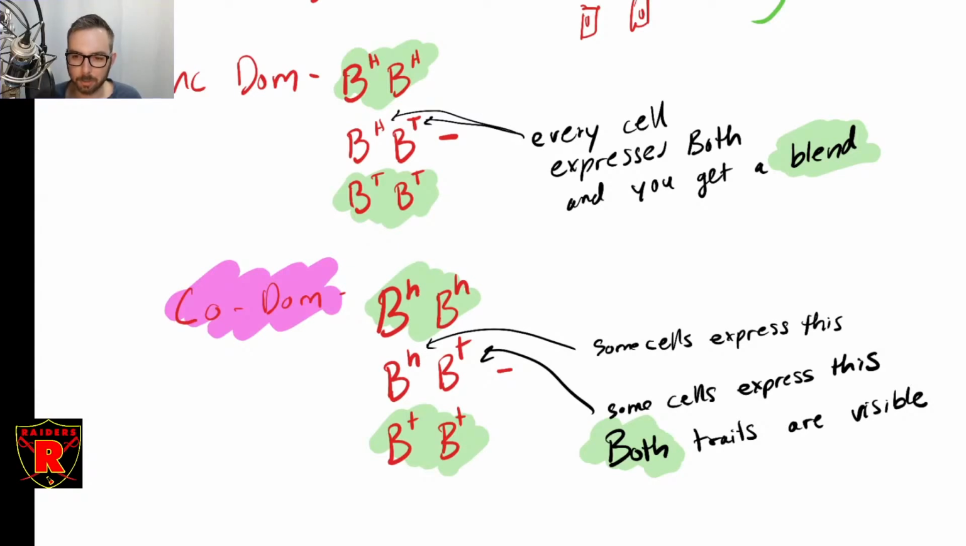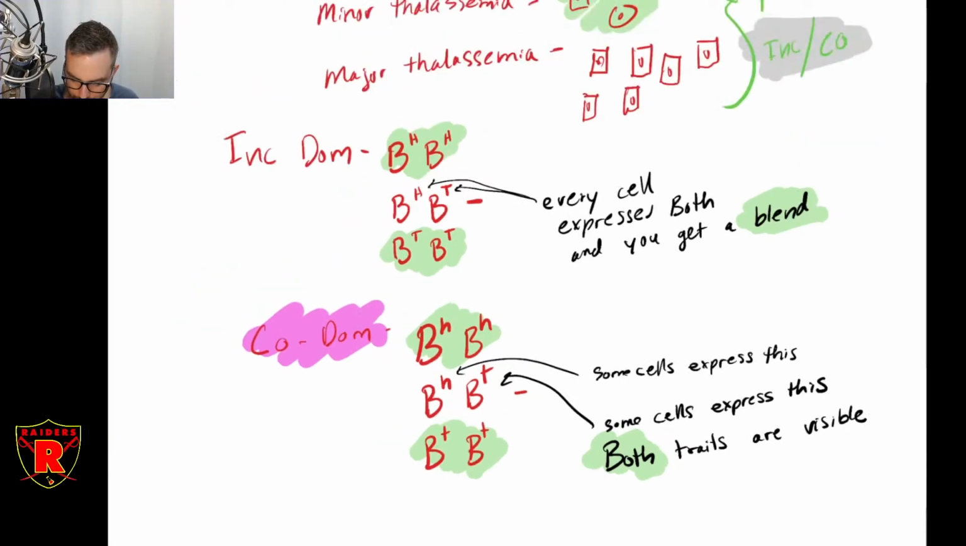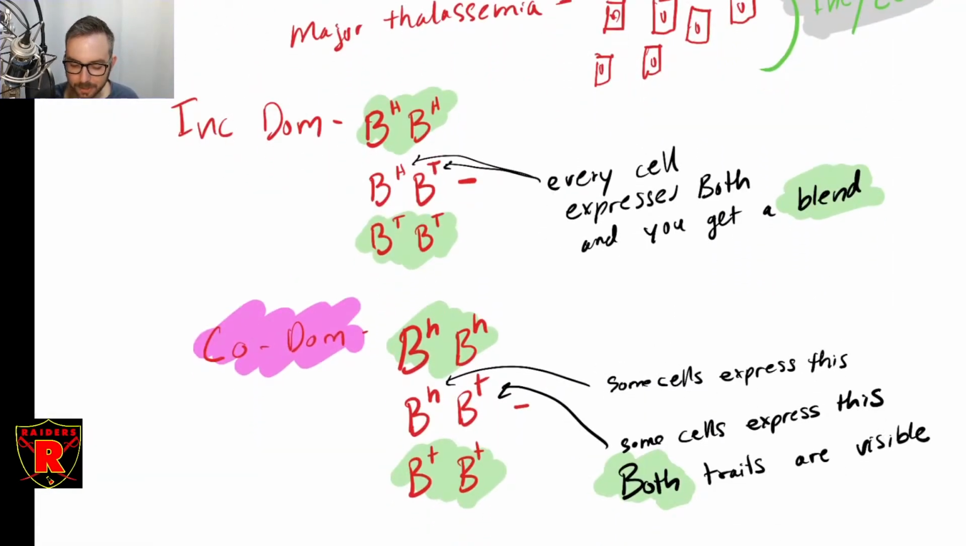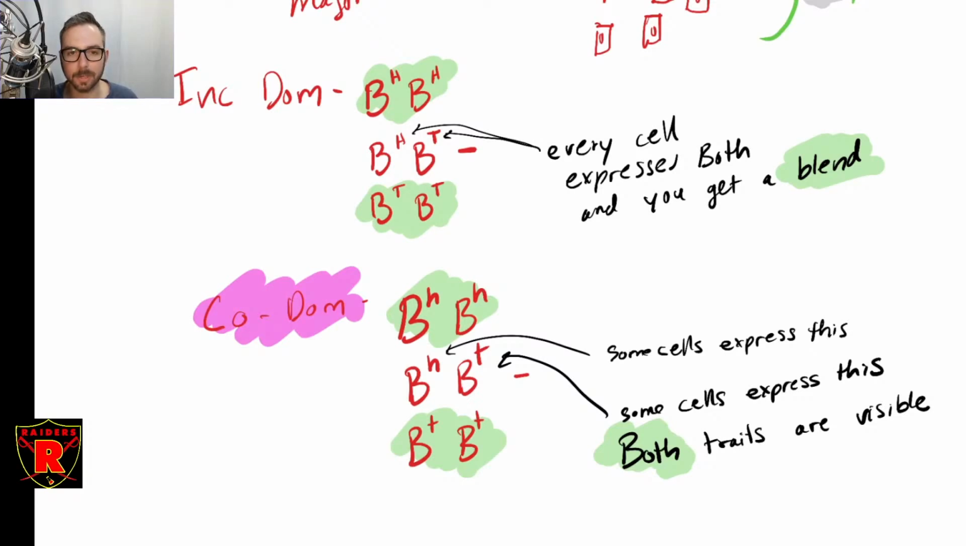Any other questions from the homework? Hopefully that answered your question, by the way, about these two. Having difficulty determining which it is, incomplete or codominance, is extremely common. It's a very, very common mix-up for students. It's specifically why I include that question, thinking through and deciding whether it's incomplete or co.